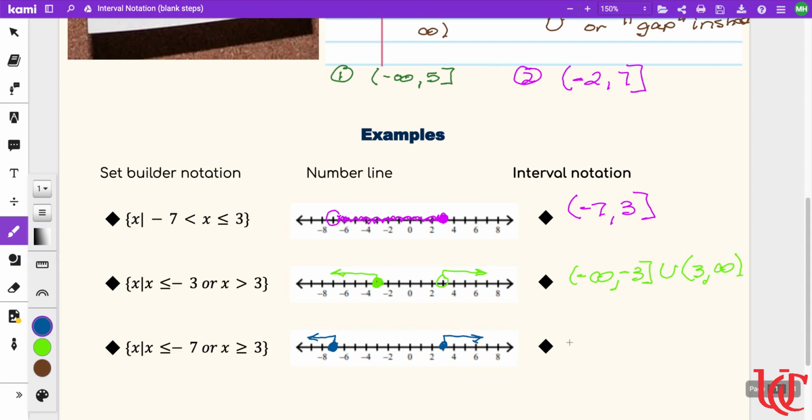Anyways, interval notation, I am going from -infinity all the way up to -7. That is an or equal to, so it's a square bracket. I have a gap, so that's the U. And then I'm picking it up again at 3, and this time it's a closed circle, and it's going to infinity, and there we go. So hopefully that'll help make a little bit more sense of the interval notation. You will have to use it for some of your answers, which is why it's included in the class.